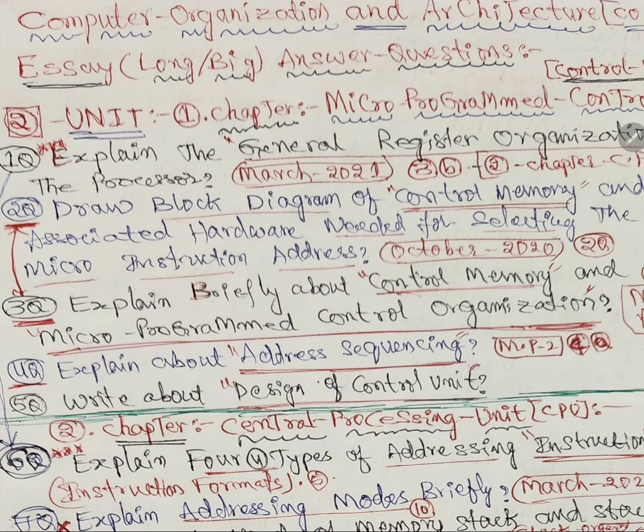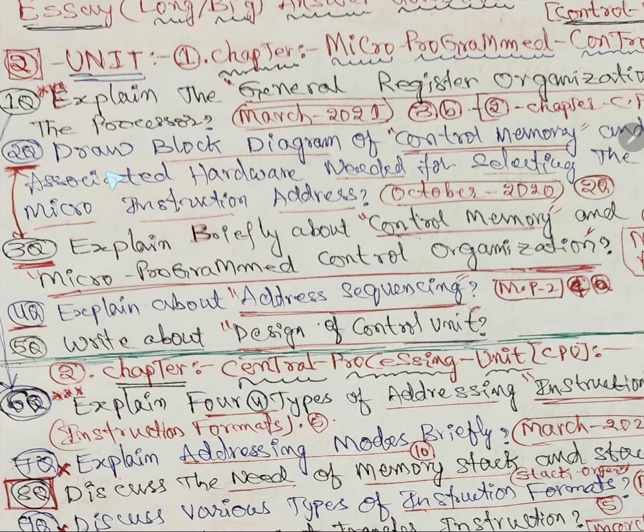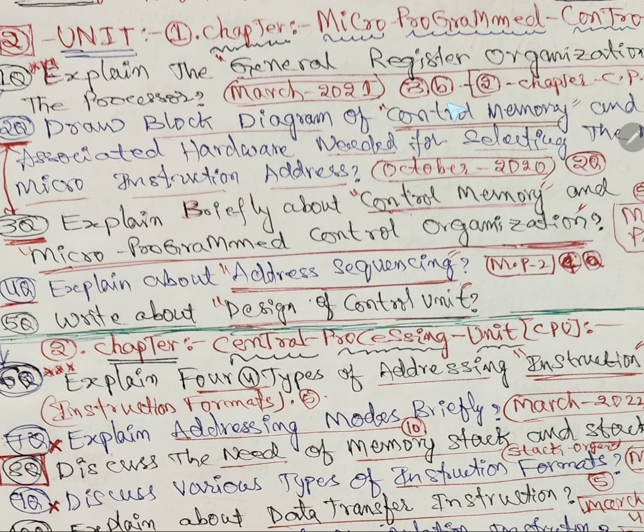And the next, fourth question, is explain about address sequencing. See here, this is one confusion question, and here we have one more confusion, right? Watch till the end. I will tell you so many tricks and tips, hints also.